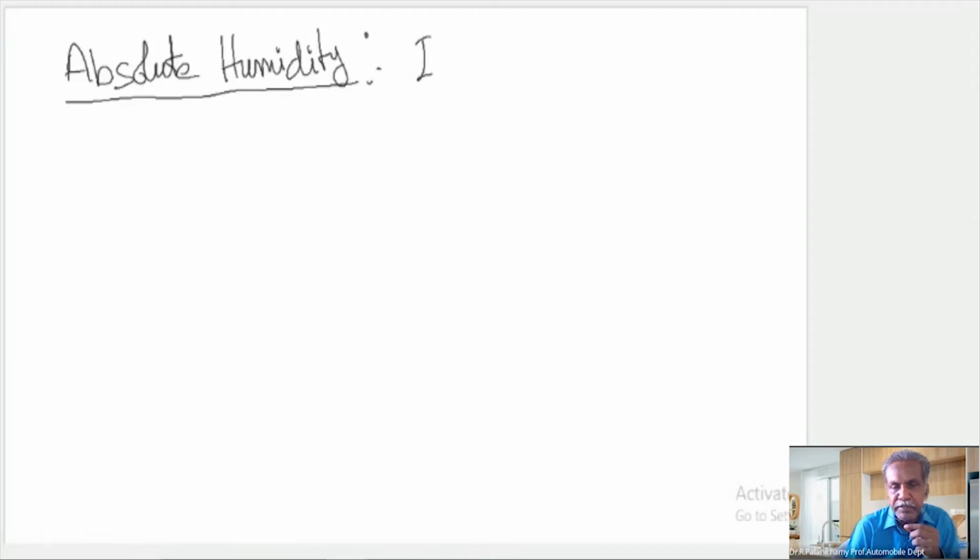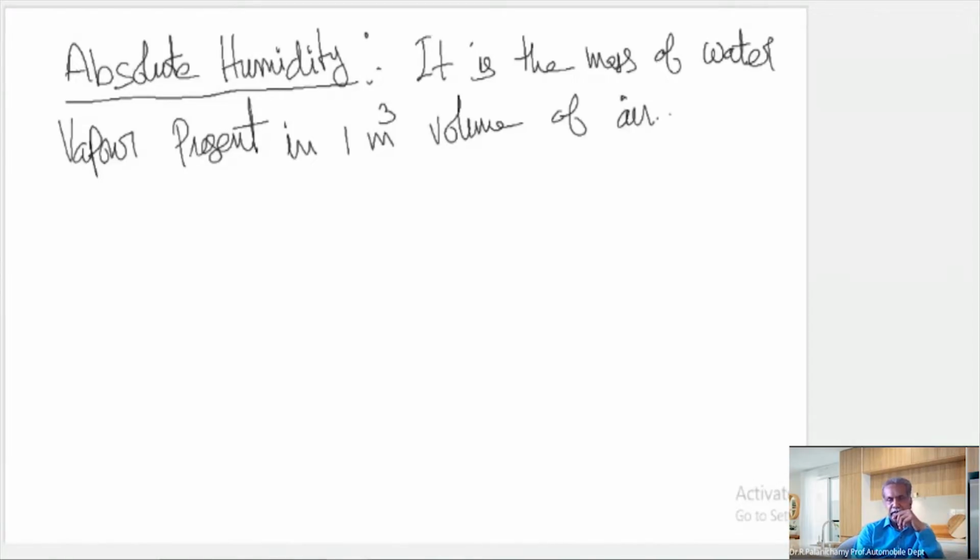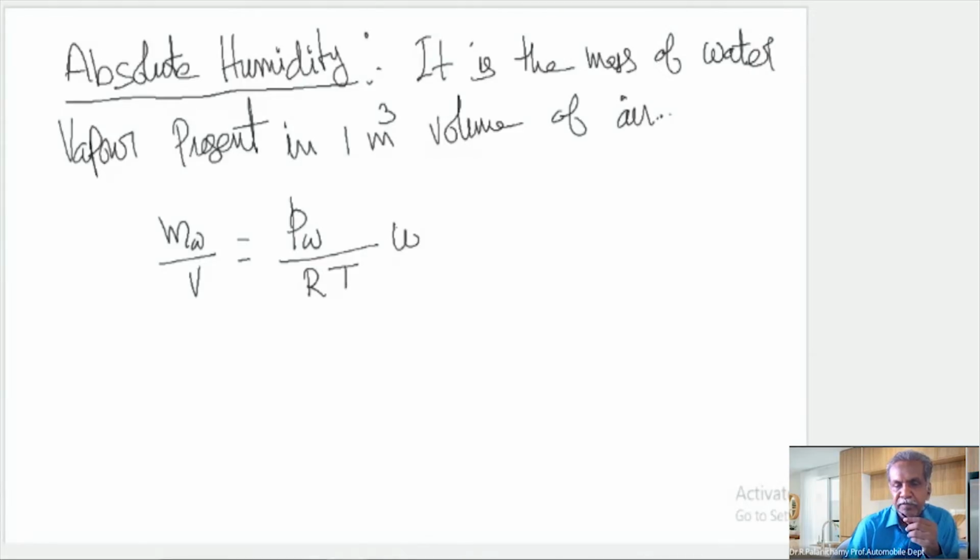It is the mass of water vapor present in 1 meter cube volume of air. Treating steam, water vapor as the ideal gas, the mass of water vapor per unit volume is known as, which is Pw by R into T, where Pw is the partial pressure of water vapor.